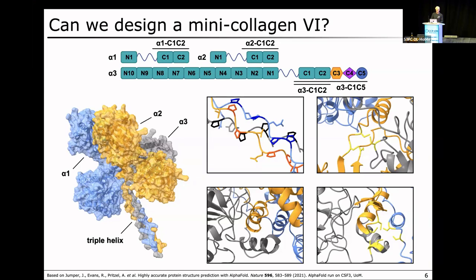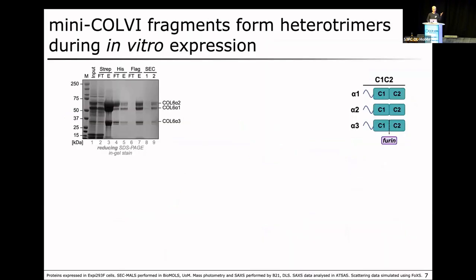So encouraged by these results and seeing what we might be able to achieve, we then went ahead and made these constructs. So I focused on this shortest C1, C2 fragment for the alpha 3, where we instantly ran into another complication in that there is a furin site in front of the C2 domain, and it seems that in our expression system, this furin site is indeed cleaved in some cases. Nonetheless, we were able to purify the complex, and we put it through 3 different affinity purifications, making us reasonably confident that we have indeed a heterotrimer.